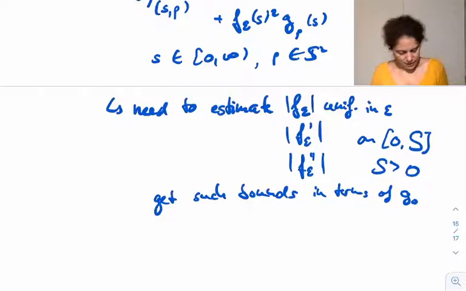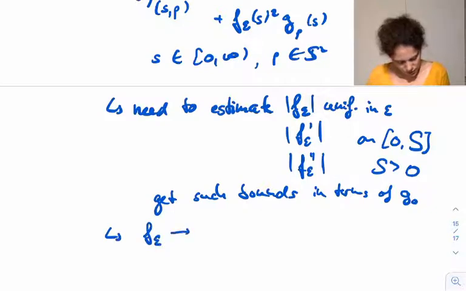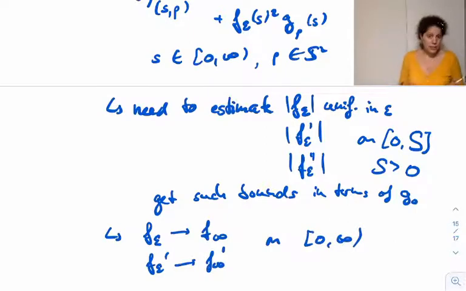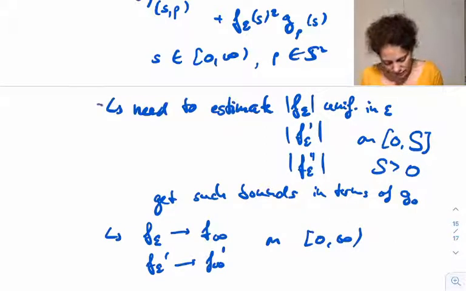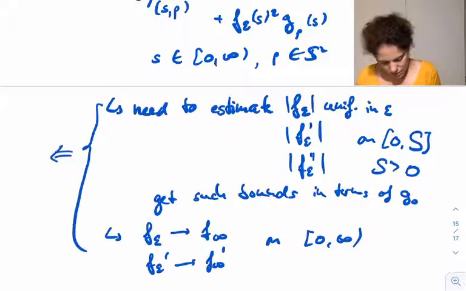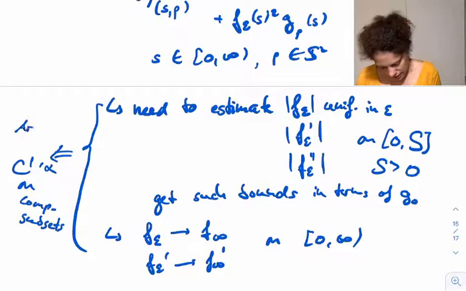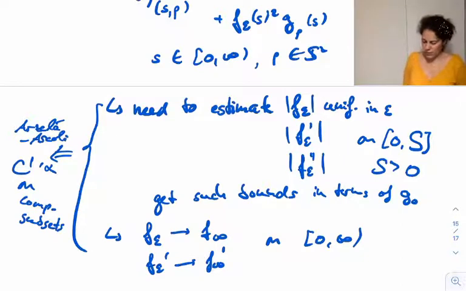And then we can also show that f epsilon converges to a function f infinity, and f epsilon prime converges to the derivative of that function f infinity pointwise on the interval 0 infinity. And by standard arguments, including Arzela-Ascoli, we get the C1 alpha convergence on compact subsets. Okay, so that's the analysis that enters at the end.